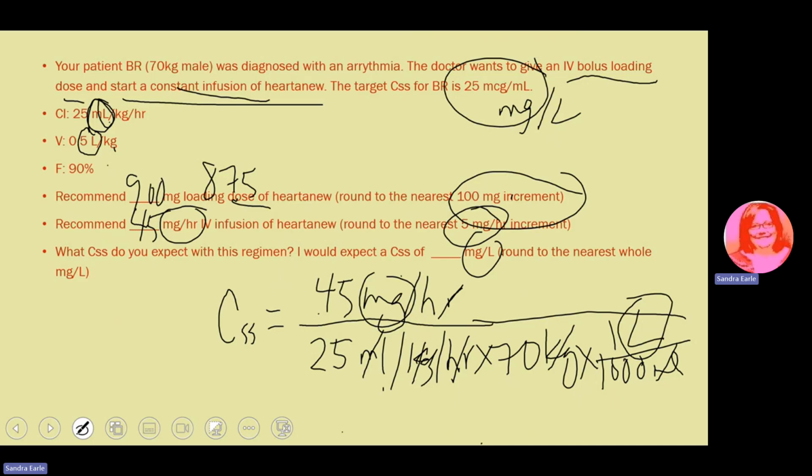So I'm going to do the denominator first: 25 times 70 divided by 1,000, and divide that into 45. And so I got a CSS of 25.71 milligrams per liter. So if we round to the nearest whole milligram per liter, it'll be 26, just one different than our goal, right? So we shot for 25 and we got 26.